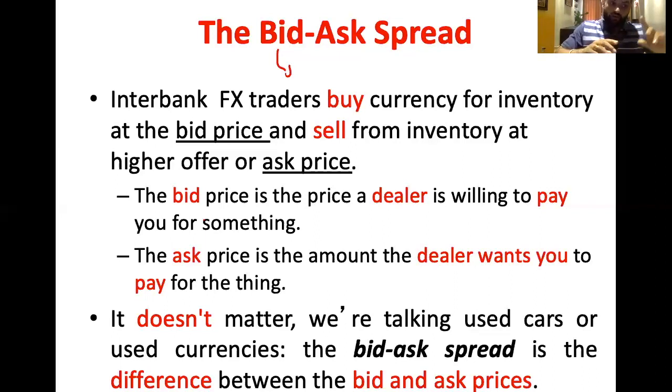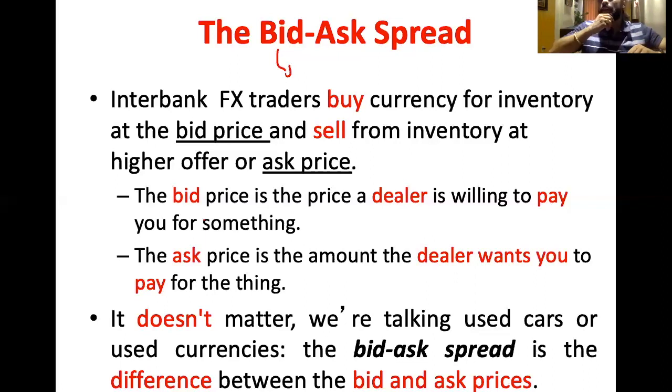Remember, for one person, it's a bid price. For another person, it's an ask price. Of course, the buying price for the buyer is the selling price for the seller. So bid means buy. Ask means sell.